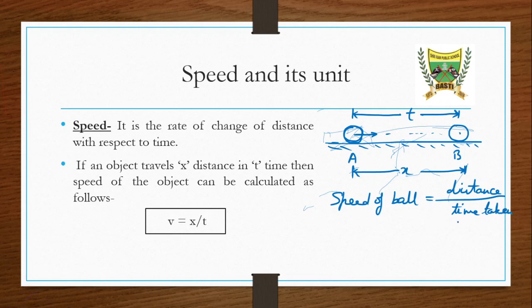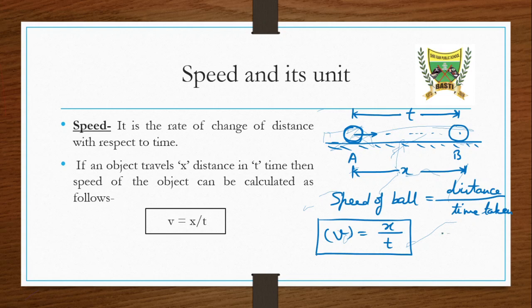Distance covered divided by time taken. So speed is denoted by small v. We can say distance covered here is x, and the time taken is t. So v is equal to x by t. This will be our formula of the speed.